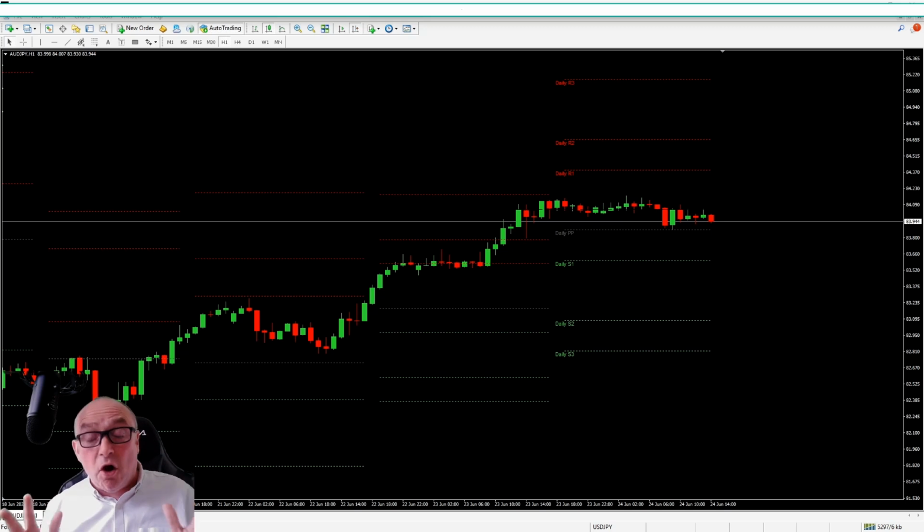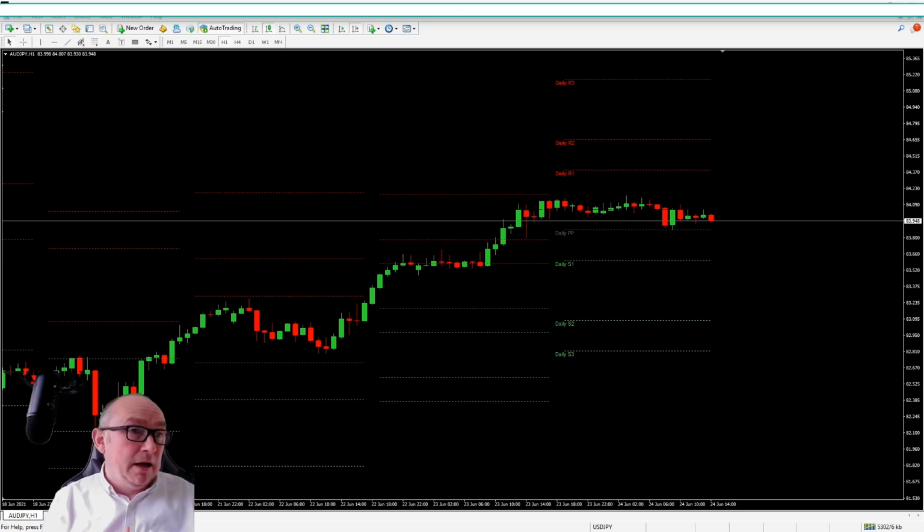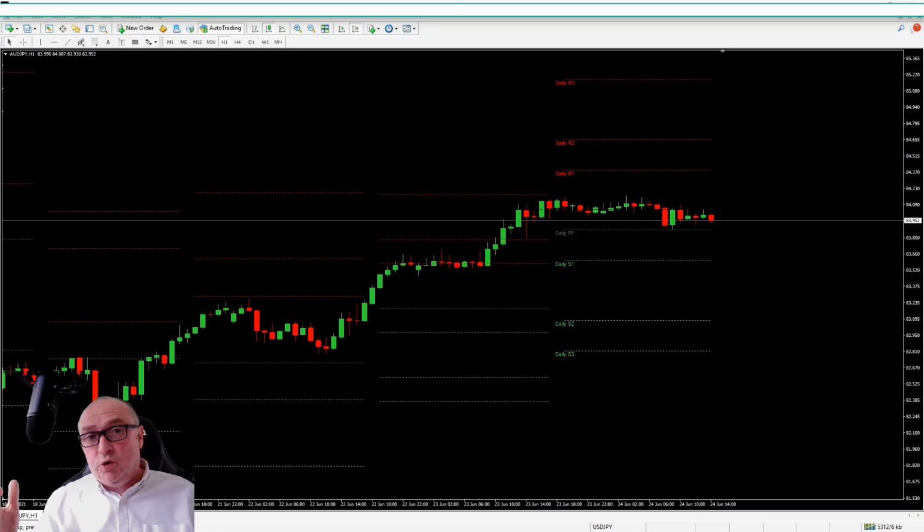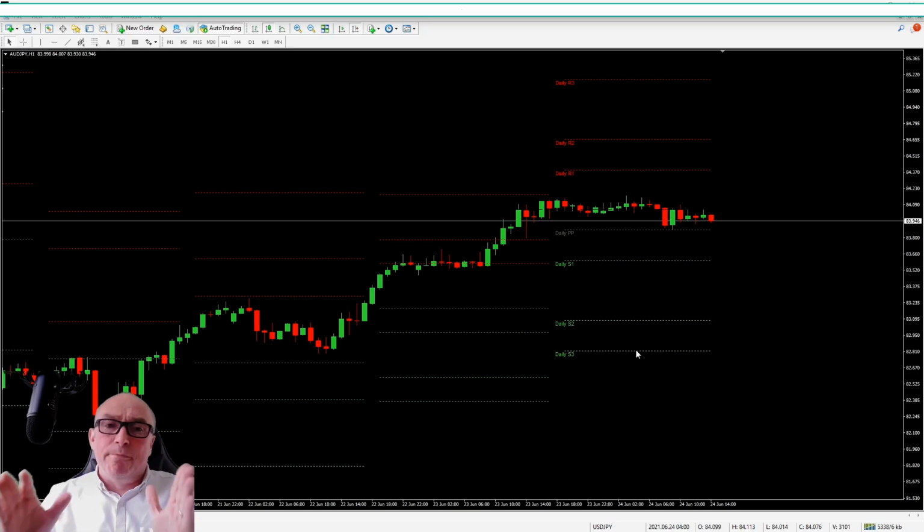MT4, MT5 does not, but you can locate them elsewhere and load them up should you wish to. Or of course, you can use the pivot point calculator and just plot them manually yourself, which I actually think is quite a good idea. So what we've done here, I've loaded up an indicator and it shows me all the levels in previous days. And it's working out on previous day's price action, previous day's high, low and close, plotting the levels for today.